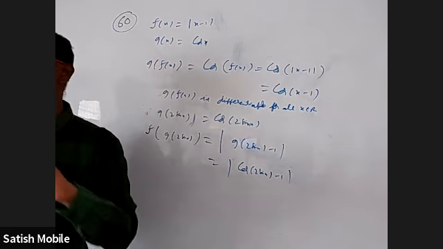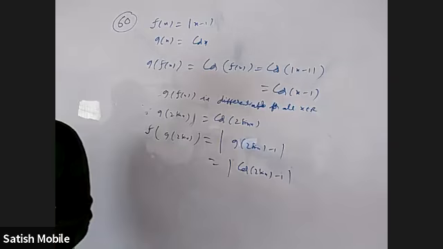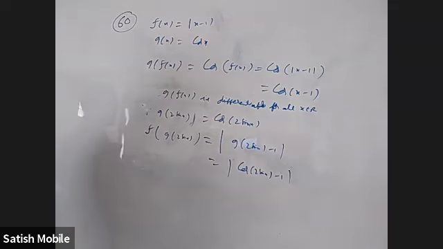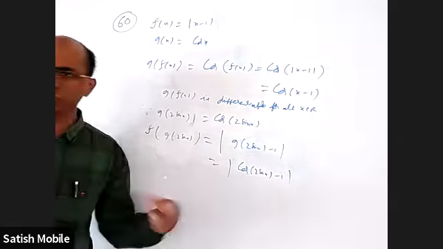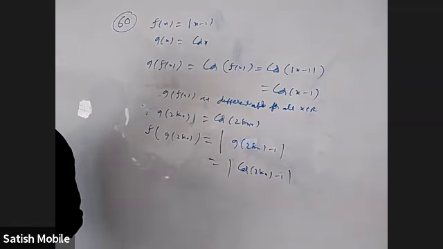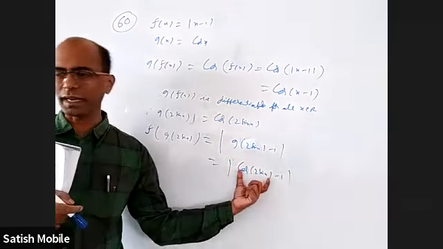Mod x, when x is positive, I have to write x. When x is negative, I have to write minus x. But now mod of cos 2 sin x minus 1, what should I write? Can you ascertain whether the inner part is positive or negative? It is always negative, the inner part, because cos is between minus 1 to 1.